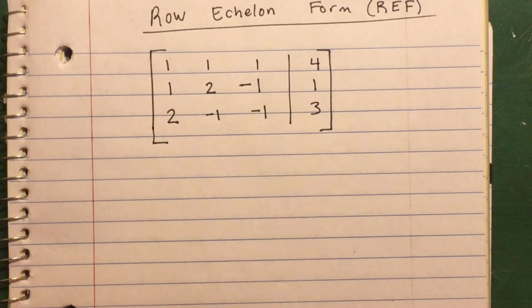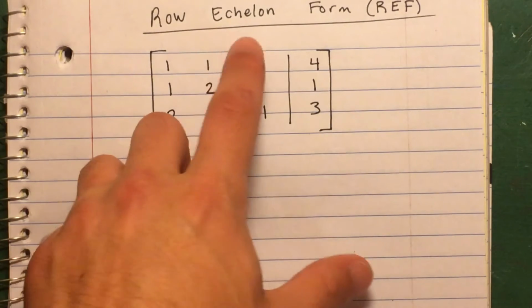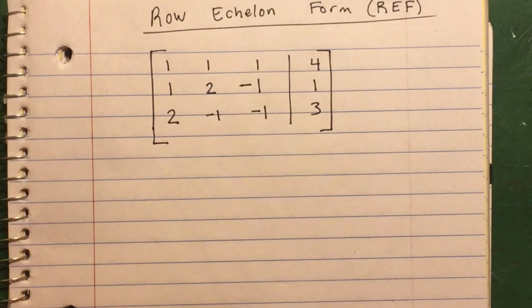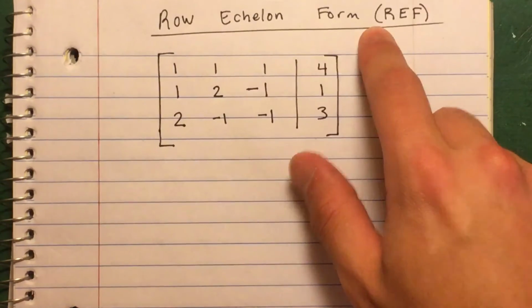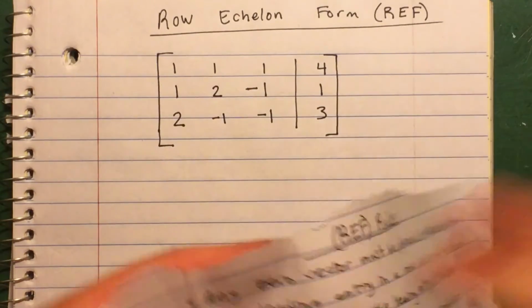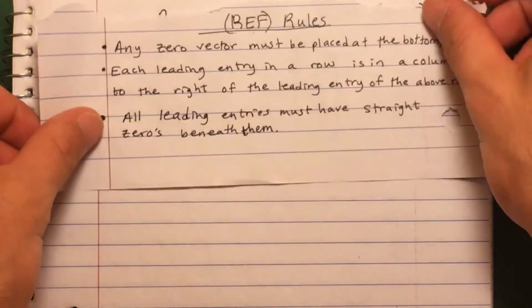Hey everybody, so in this video I'm going to be talking about what the row echelon form is and how to rewrite an augmented matrix like this in this form. So let's go over the rules and how it works.